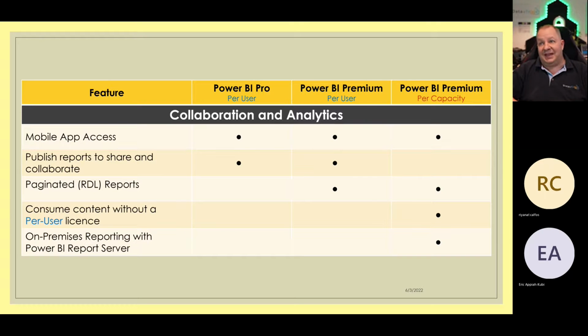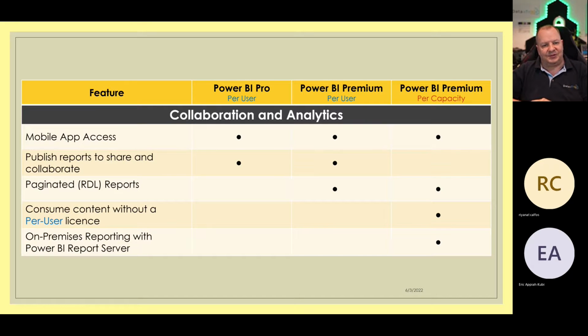The published reports is again available in the Pro and the Premium per user. But we don't really need that in the Premium capacity, because we're publishing reports, some free reports, etc., and users can use that system. It's not relevant to the Premium capacity. Paginated reports are those scrolling reports, page after page that looks the same with just different data on those pages, a kind of typical tabular report.